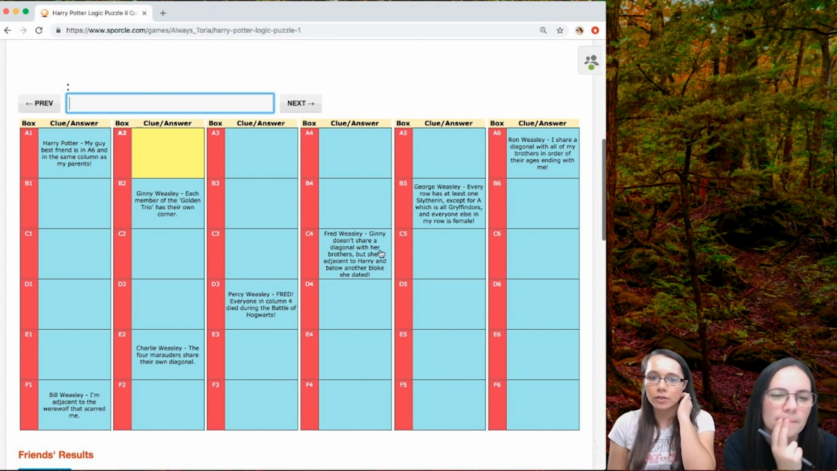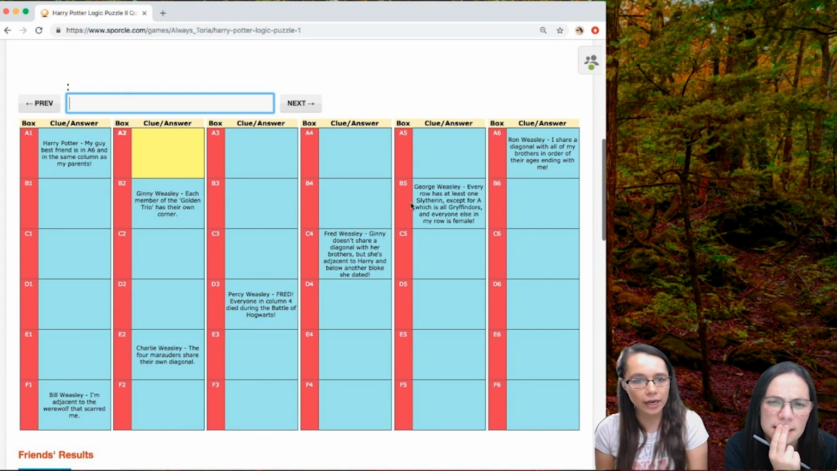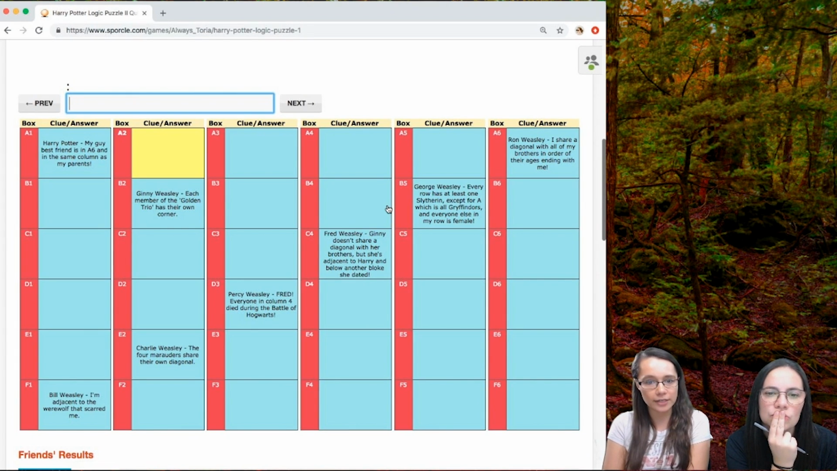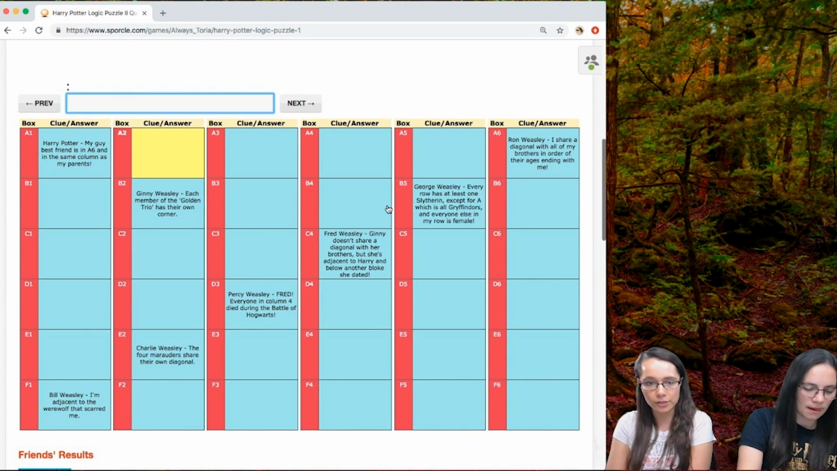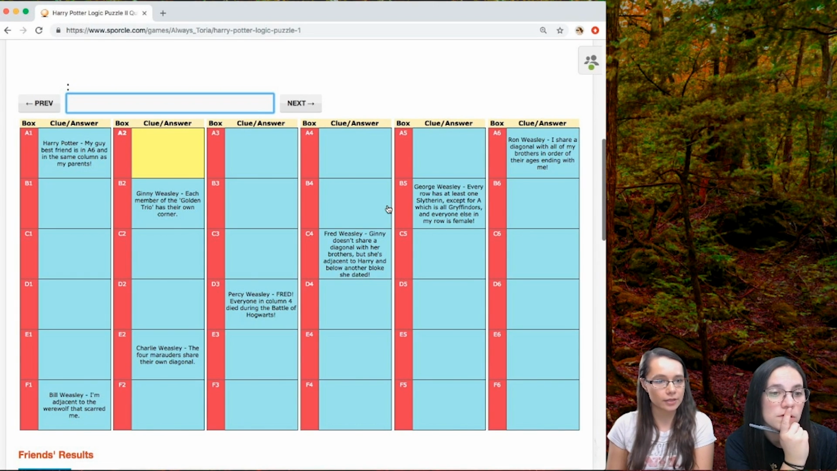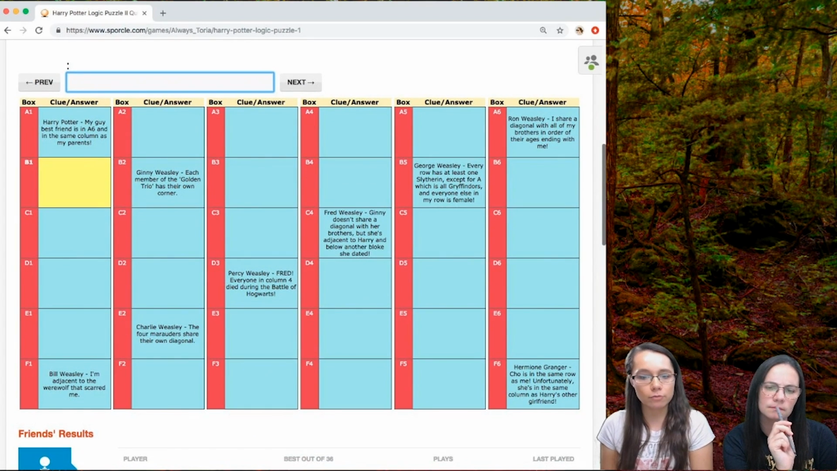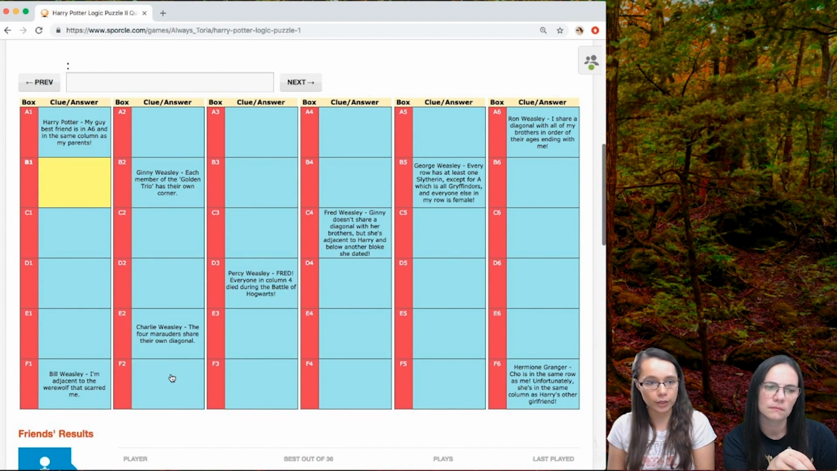Then George says, every row has at least one Slytherin except for A, which is all Gryffindors. And everyone else in my row is female. And then Ginny says, each member of the Golden Trio has their own corner, which makes Hermione in this corner. Cho is in the same row as me. Unfortunately, she's in the same column as Harry's other girlfriend, so that puts her here.